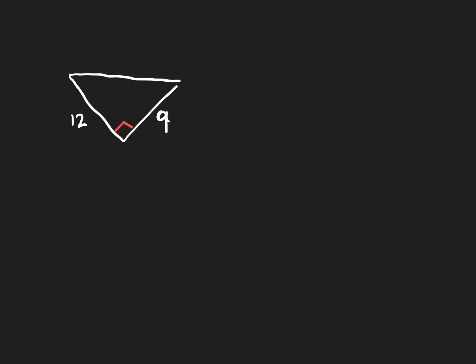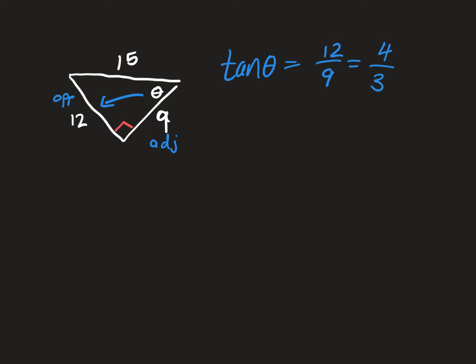Oops, sorry, that's a 9. All right, so that's our reference angle. We're looking for tangent. So tangent is opposite over adjacent. So that equals 12 over 9, which reduces to 4 over 3. And then number 6.